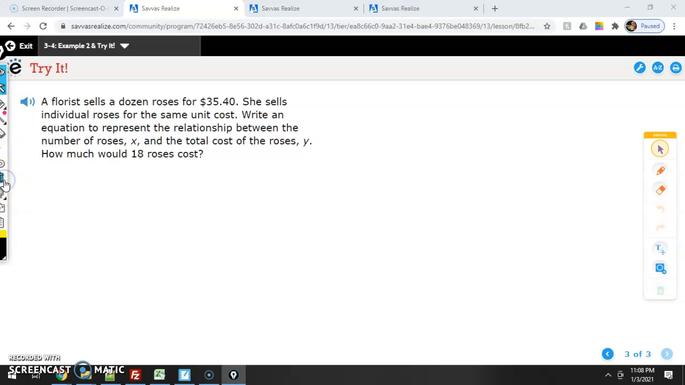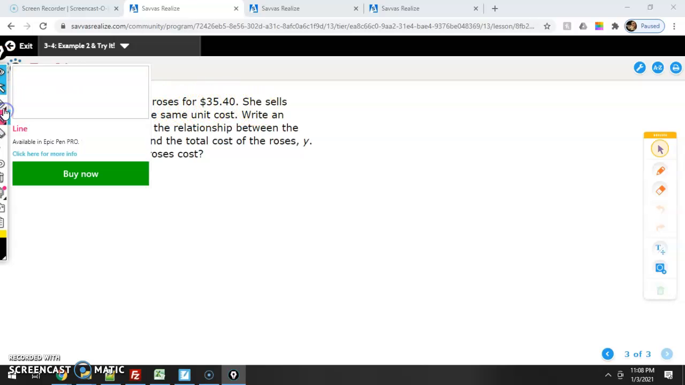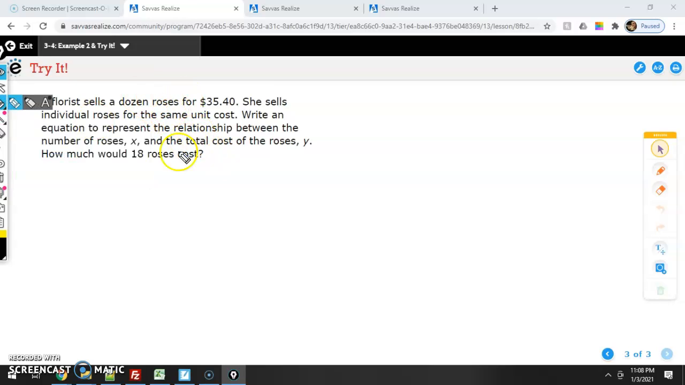All right, so we got a florist selling a dozen roses for $35.40. This one's a little bit tricky because it's not really clear what the K value is. But you have a dozen roses, so that's 12 roses for $35.40, okay? So they're telling you X is roses and Y is the cost. So you're getting 12 for $35.40. So this is proportional because she sells one rose for the same cost.